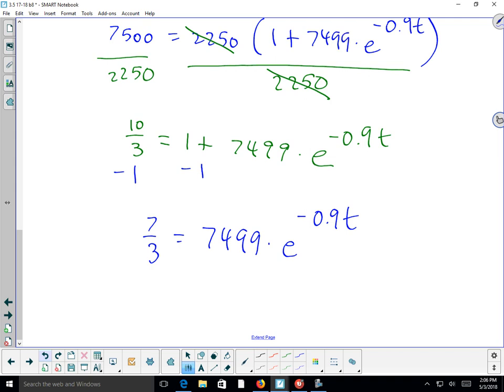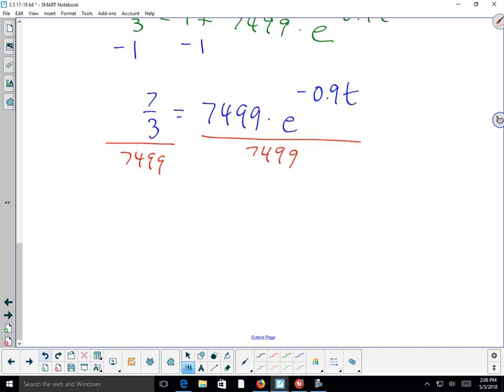What should be our next step here, Mary Grace? All right, now we're ready to divide by 7,499. And when we do that, we end up getting what on the left side of our equation? 3 zeros and a what? 311. Are we okay with this? Equaling e to the negative 0.9t. Is that what it is?